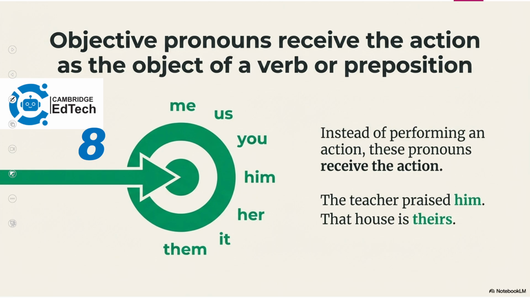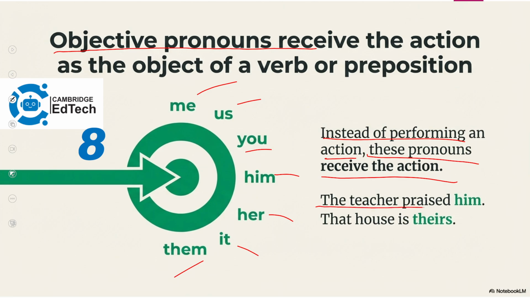Look at this. Objective pronouns. Yes, definitely. Objective pronouns are the pronouns which are used as an object: me, us, you, him, her, it, them. These are the pronouns which are called objective pronouns. Instead of performing an action, these pronouns receive the action. The teacher praised him. "Him" is an objective pronoun. That house is theirs. This is also an objective pronoun.